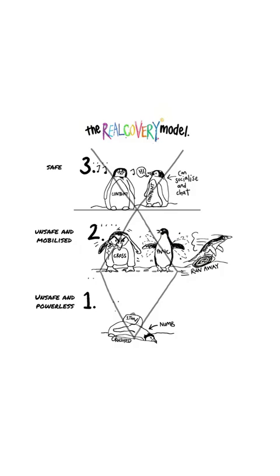And this is one. Our nervous systems can be mapped to the Realcovery Model. These levels are influenced by the polyvagal theory by Stephen Porges, and they are unsafe and powerless, unsafe and mobilised, and safe. So the Realcovery Model can be used as a way to check in with how safe we feel.